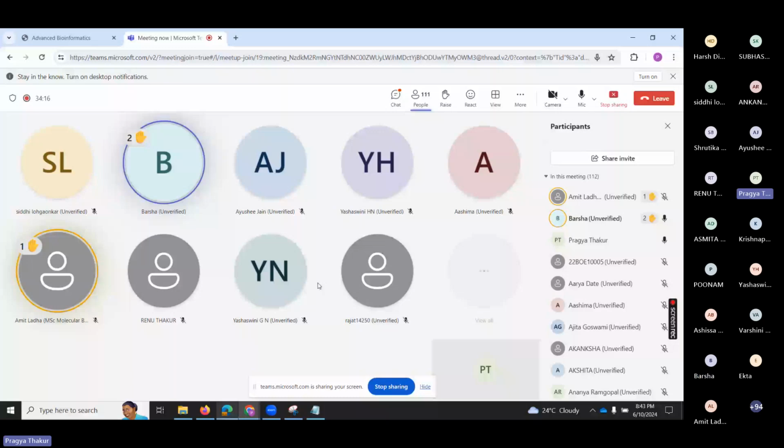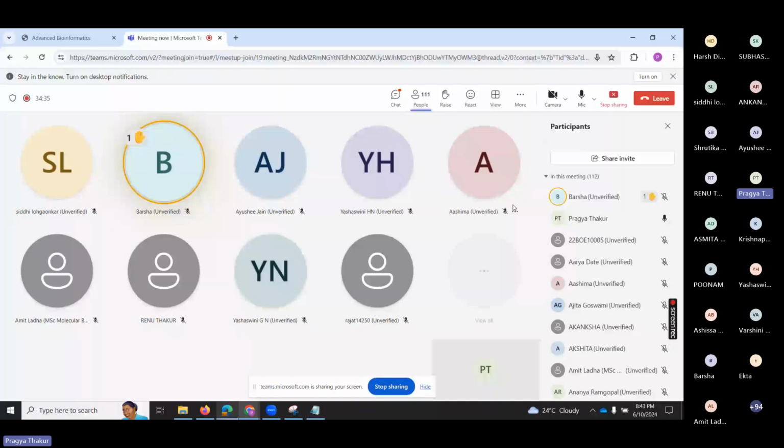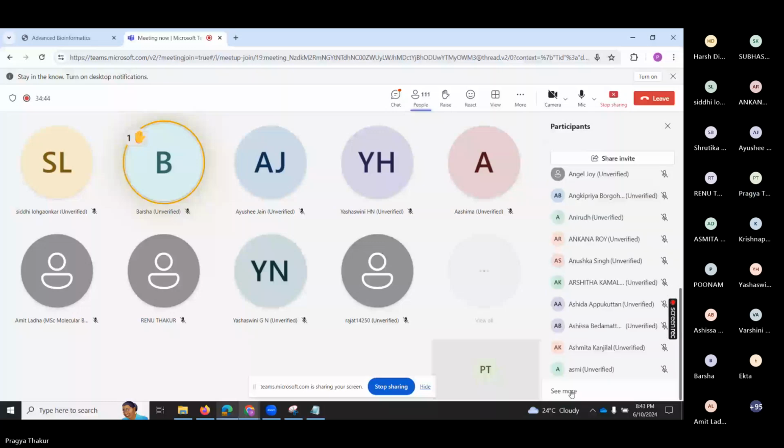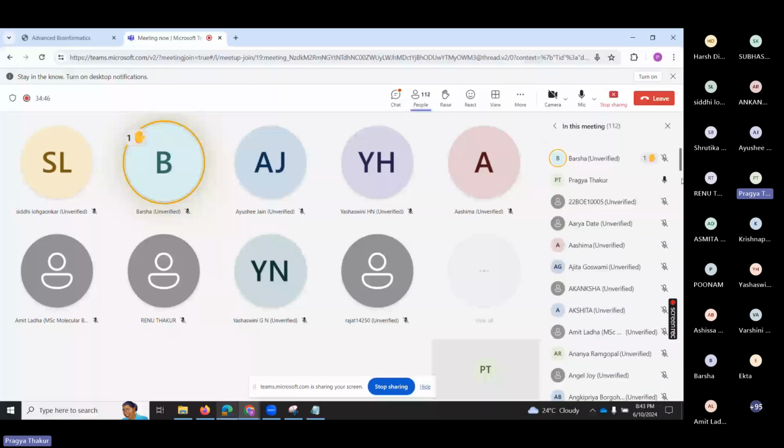Yes, Amit, you have a question? Is your hand still raised? Sorry, it was by mistake. No issues. Does anyone else have a question? Barsha, you can lower your hand. Rajat. Yes, Rajat.